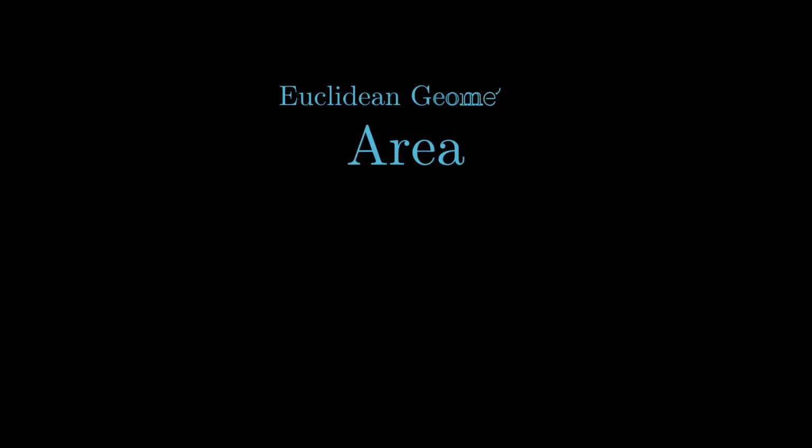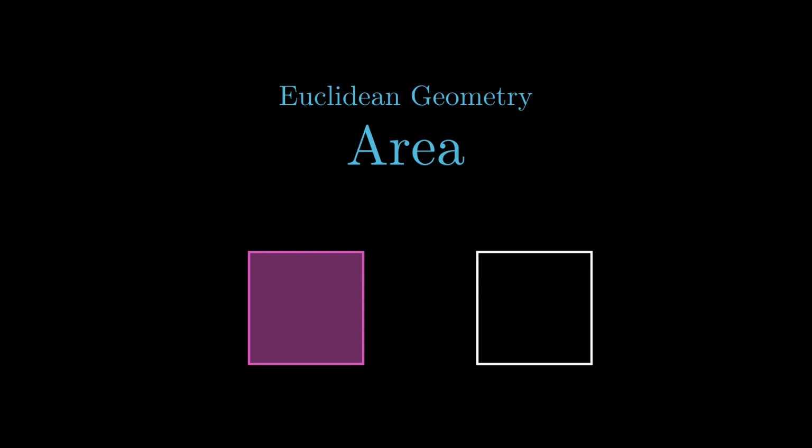The concept of today is about area in Euclidean geometry, which means in a two-dimensional space. So in our figures we'll use color to illustrate area. So let's start out with the definition.